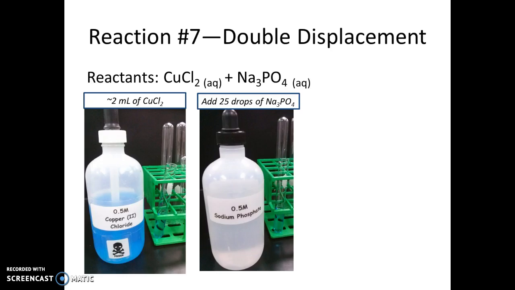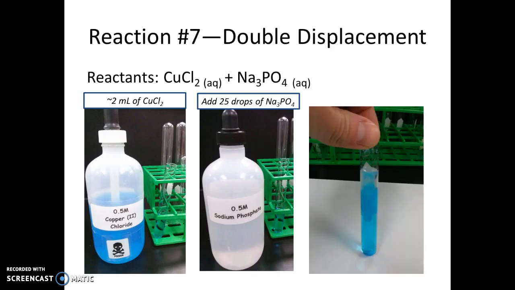This double displacement reaction is sometimes called a precipitation reaction. It forms a solid as one of its products. You might see after you add that sodium phosphate that the solution starts to get cloudy, and that's your clue that a solid is forming in your reaction. You want to write down your observations of your solid in your data table for reaction number 7. So this is reaction number 7. This is an example of a double displacement reaction.